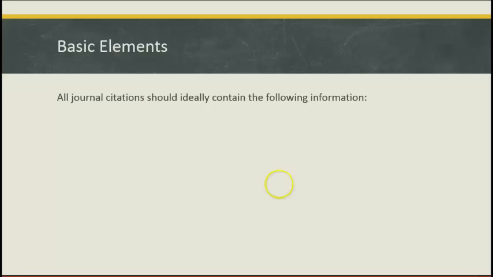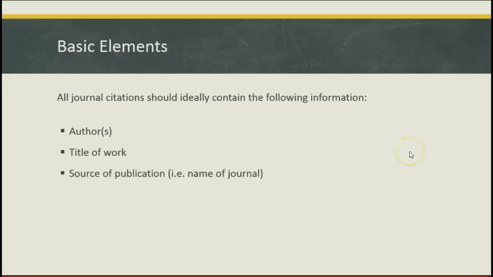All journal citations should ideally contain the following information. They should have an author listed, the title of the work, so in other words the title of the article, the source of publication. If it's a journal article, it'll be the name of the journal in which the article was published. Alright, the volume and the issue.